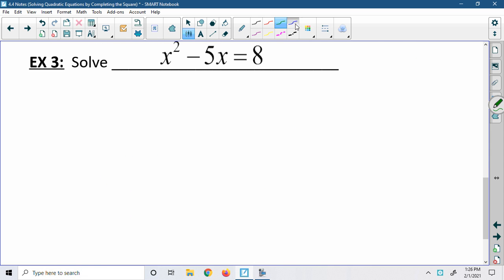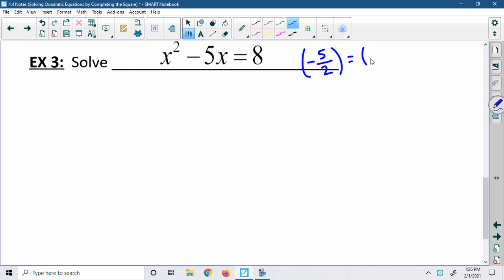Okay, example 3. X squared minus 5x equals 8. This one is in the right form for us. So if we find the mystery number right off the bat, we've got negative 5 over 2. Take the b number, cut it in half.